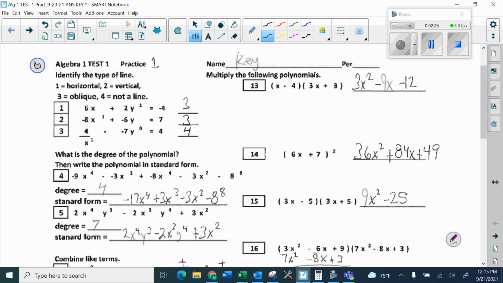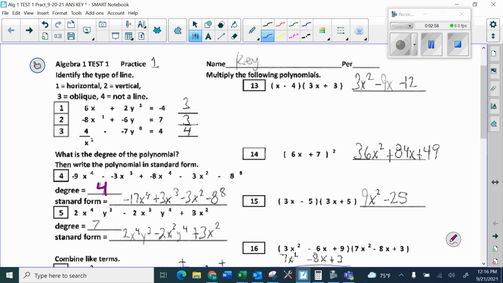All right. Number 4, what's the degree of the polynomial? I look at the highest exponent on the variables. Notice I said on the variable or variables. 8 is not a variable, so I don't look at that 8 right there. Okay, it's not a variable. So this degree is 2, this degree is 4, this degree is 3, and this degree is 4. So the highest one is 4. So the degree is 4.